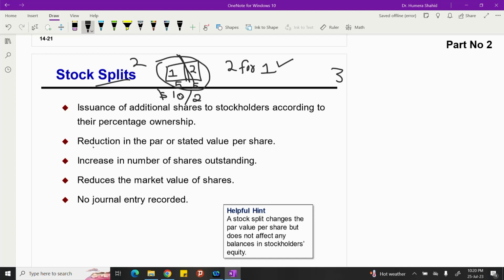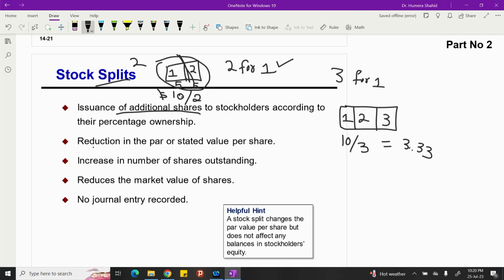Let's suppose it is a 3-for-1 stock split. It means that you divide one share into three parts. So now we will be having 3 shares, 1, 2, 3 shares, and the price will be divided into 3 parts. The price will be 3.33 each part. Okay, so stock split actually happens when the company's management decides to increase the number of shares and decrease the value of the share due to many reasons.